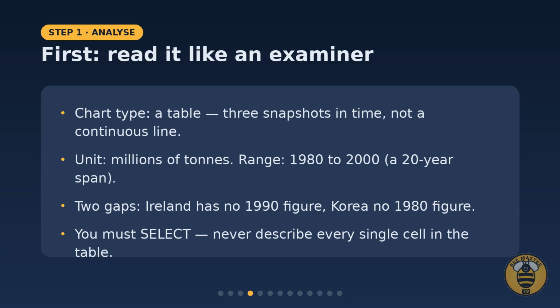Before writing, read it like an examiner. It is a table with 3 snapshots in time, not a continuous line. The unit is millions of tons, across a 20-year span. 2 figures are missing, and crucially, you must select the main features. You should never describe every single cell.